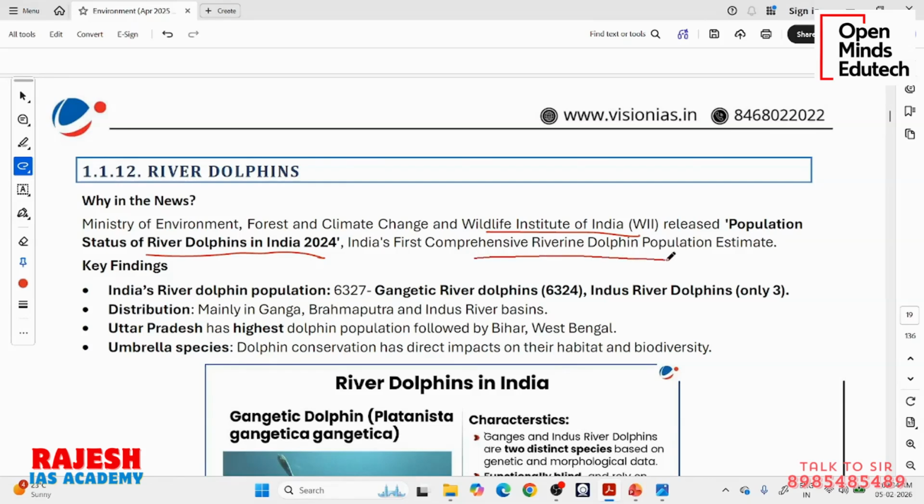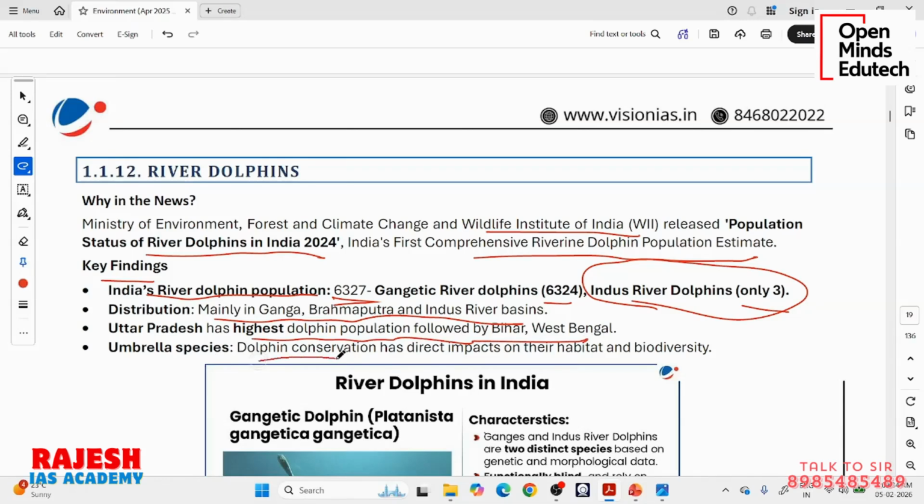India's first comprehensive river dolphin population estimate. Key findings: India's river dolphin population is 6327. Gangetic is 6324. See, we have only 3 Indus river dolphins in India, so it is an extremely sensitive population. Distribution: Ganga, Brahmaputra and Indus river basins. Uttar Pradesh has the highest dolphin population, followed by Bihar and West Bengal. That is why you see all these conservation centers in UP and Bihar.